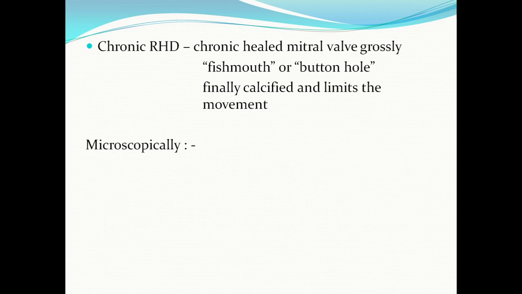If the condition becomes chronic, then it will convert into chronic rheumatic heart disease. And in chronic rheumatic heart disease, the valve will be healed, and grossly the valve will be seen as fish mouth or buttonhole in appearance, and finally calcifies, and it limits the movement. So here again an MCQ: fish mouth or buttonhole appearance is seen in the chronic stage of rheumatic heart disease.